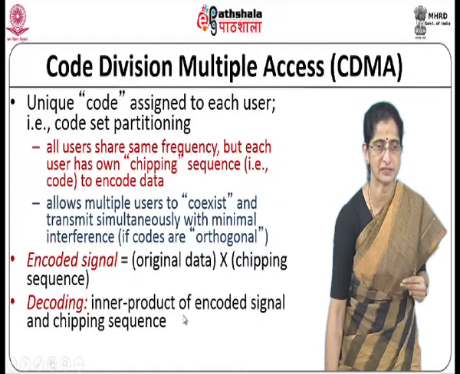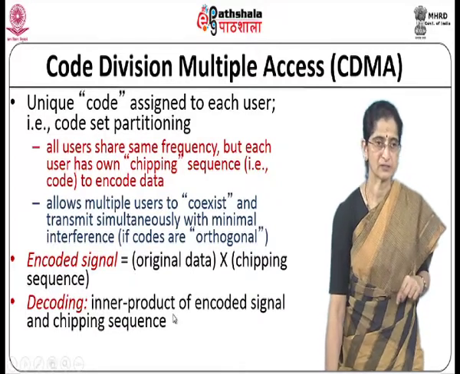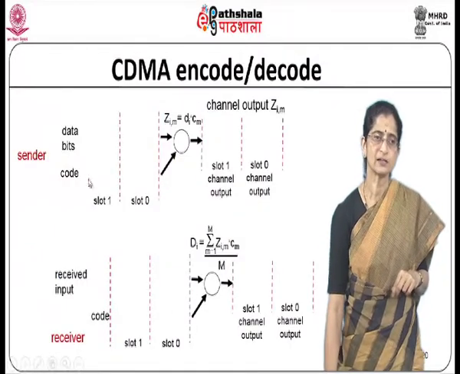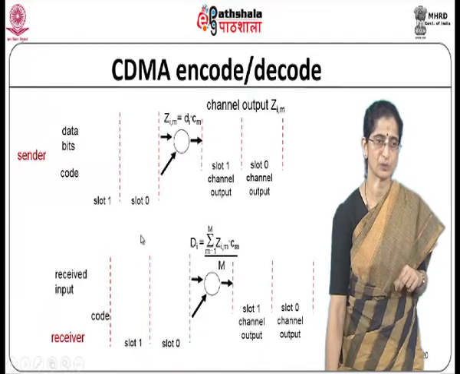So you get back your original data, right? So that's the idea. So we'll take an example to understand this. Let's say I have a sender who is going to be sending some data in slot 0 and slot 1, let's say.